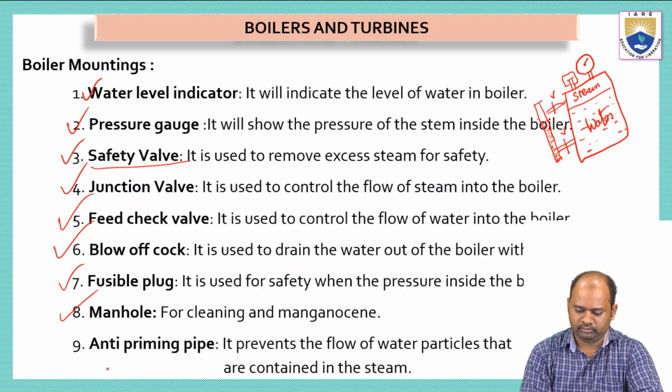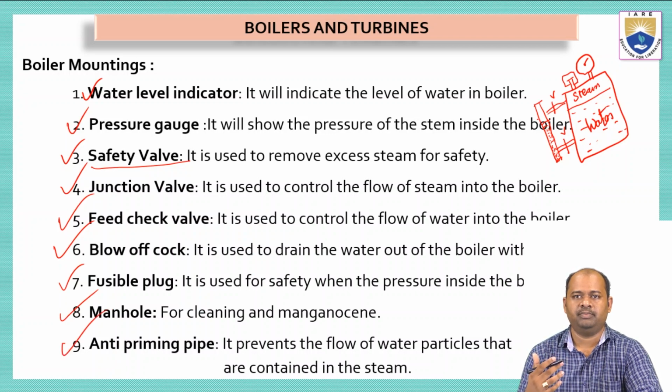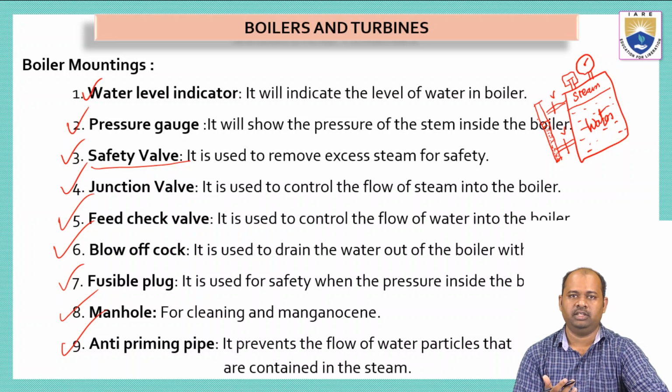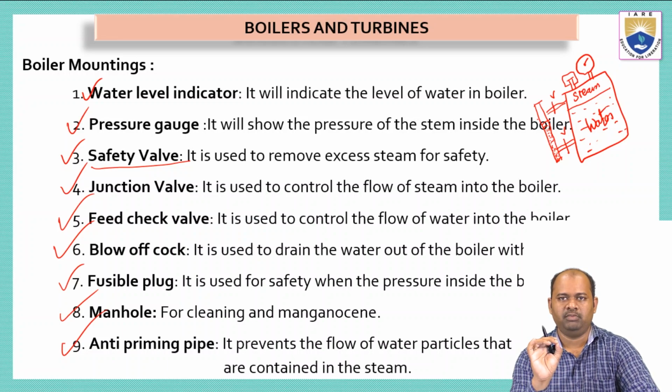And then the anti-priming pipe. So the anti-priming pipe is a device. It prevents the flow of water particles that are contained in the steam. So what is an anti-priming pipe? It is a pipe which is connected at the junction valve where we will collect the steam. So the junction valve is the place where we will collect the steam. At this point, we are going to connect an anti-priming pipe.